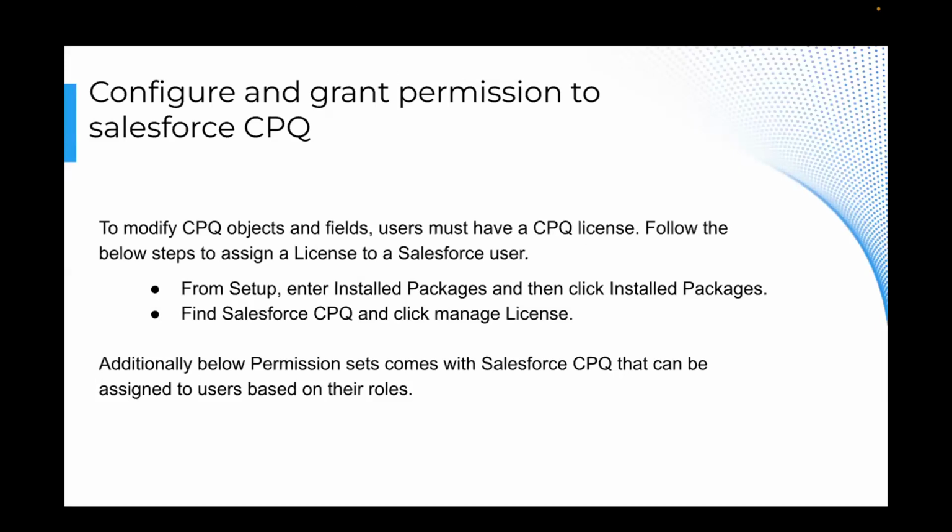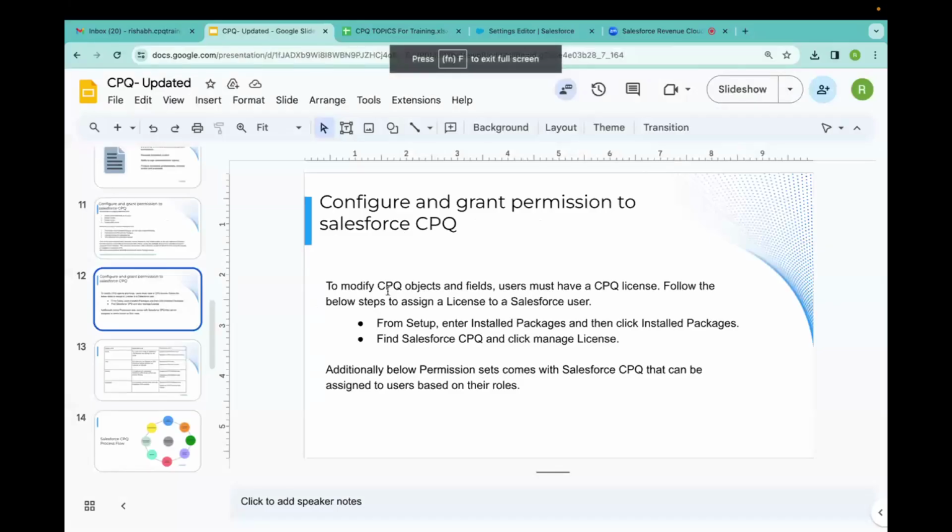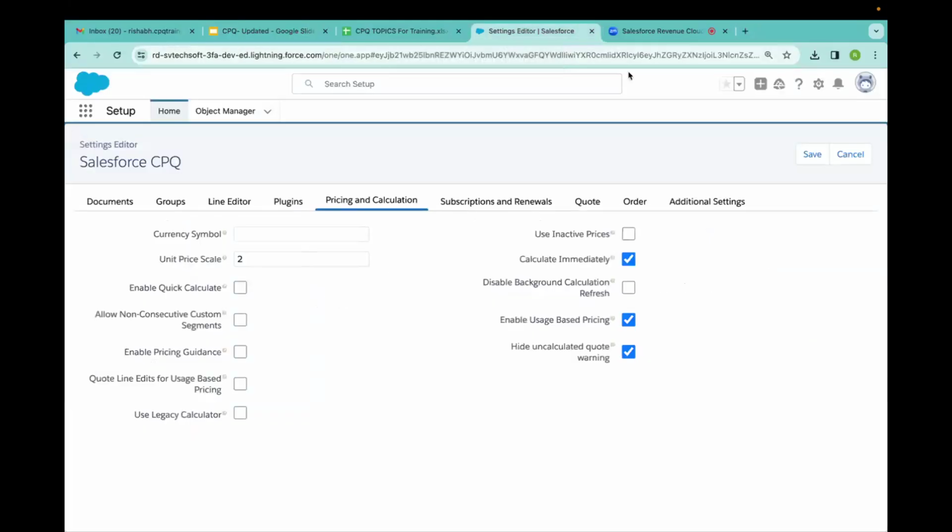So how do we assign a license to a Salesforce user? Same thing again. The first step is, from Setup, we go to Installed Packages, then find Salesforce CPQ and click on Manage Licenses. After the license is assigned, a permission set comes into the picture. That also needs to be assigned to the user. I'll tell you why, but let's first check how the licenses can be assigned. I'm going to click cancel here.